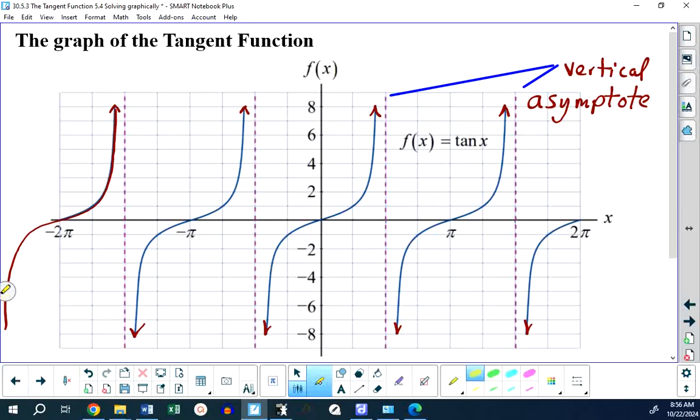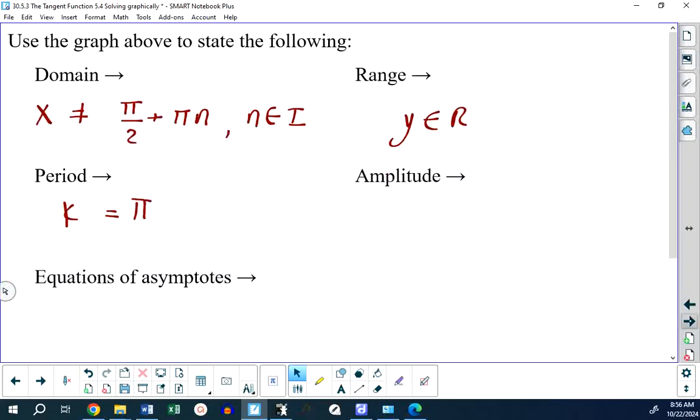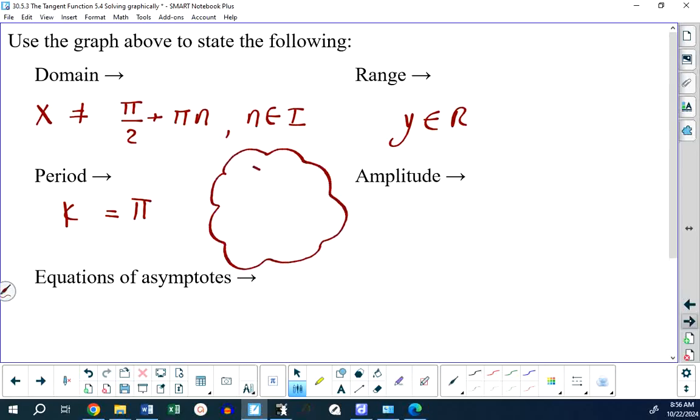This and this are separated by pi radians, or 180 degrees if you want to work in degrees, if you want to answer questions in degrees. So the period is pi. It's not 2 pi. What that means, and this is occasionally what happens, is the diploma exam will introduce something which is not actually part of the curriculum.